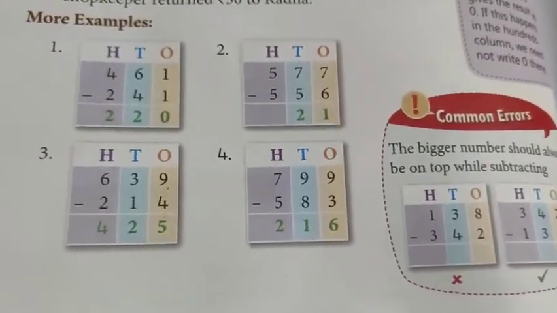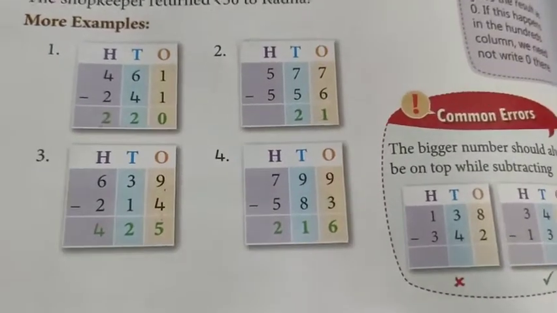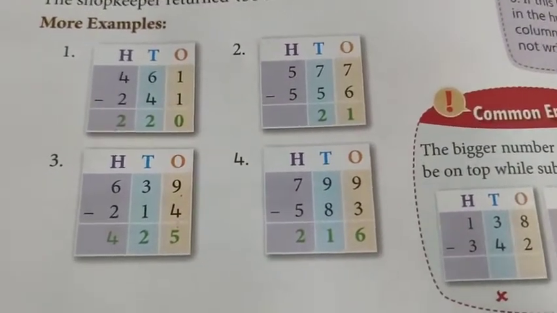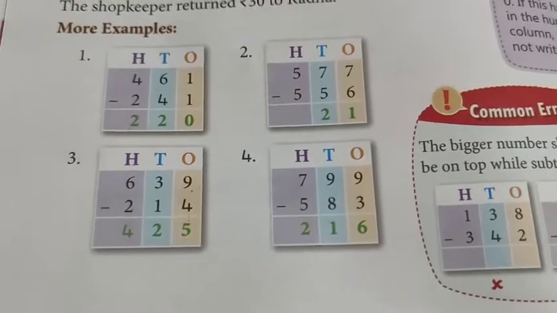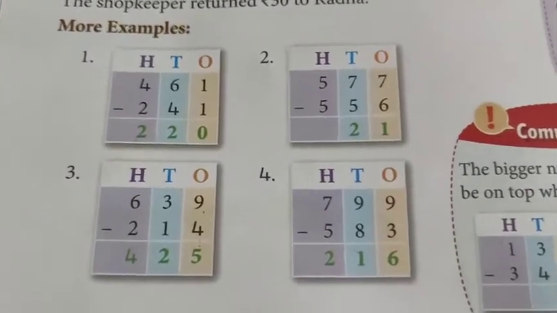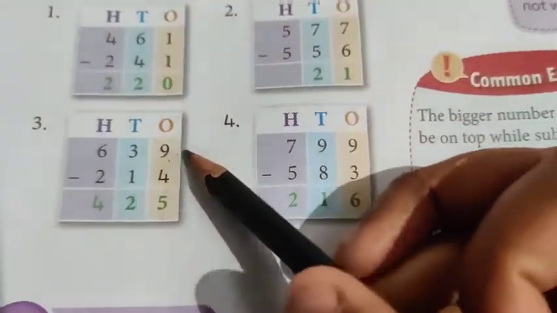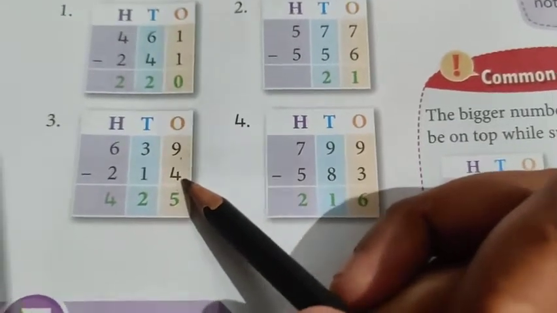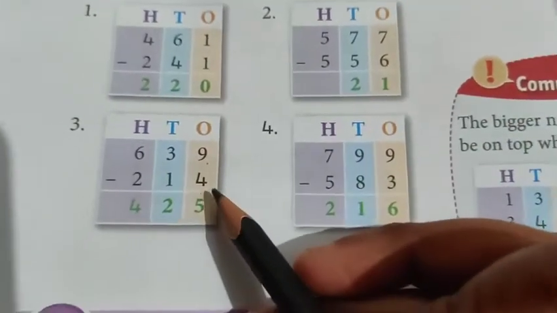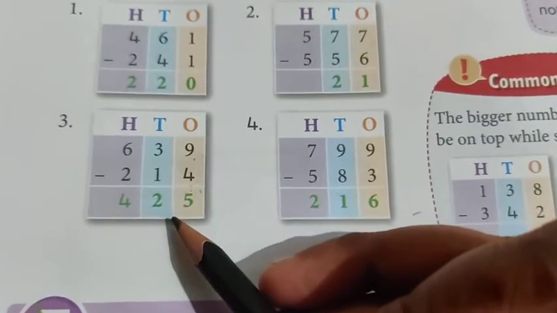So this happens in the subtraction case, that we have to be very careful while noting down the sum, because we have to write the bigger number on the top and the smaller number below the bigger number, right? So we have to be very careful.